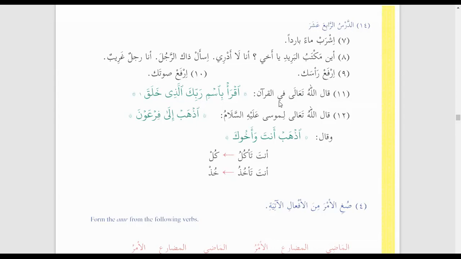Next we have, قال الله تعالى في القرآن اقرأ باسم ربك الذي خلق, and then we have قال الله تعالى لموسى عليه السلام اذهب إلى فرعون.